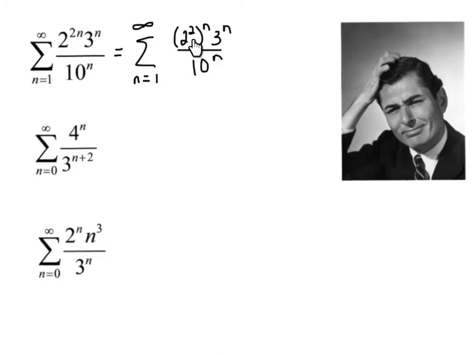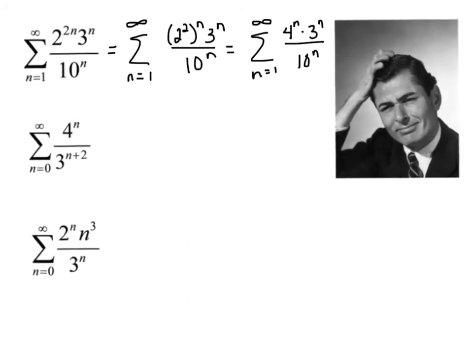Okay, so now I can rewrite that as 4 to the n multiplied by 3 to the n over 10 to the n. Well, 4 to the n multiplied by 3 to the n, get this, this is 12 to the n. So 12 to the n over 10 to the n, which we could rewrite as 12 tenths to the n, which is obviously a divergent geometric series.